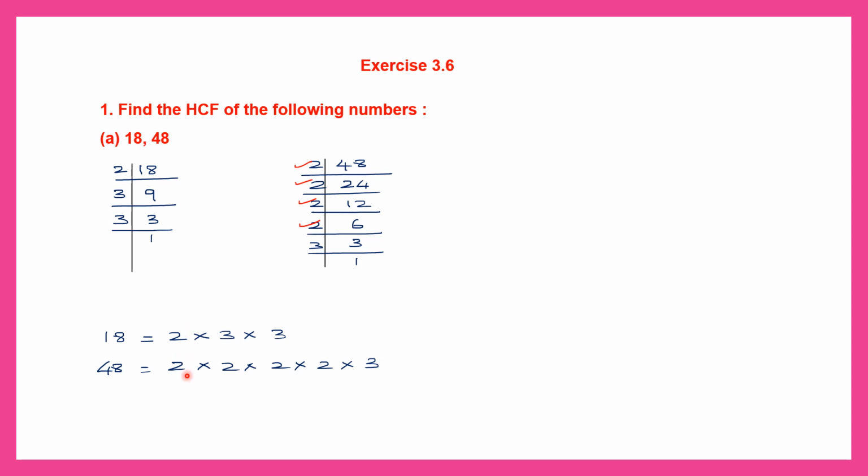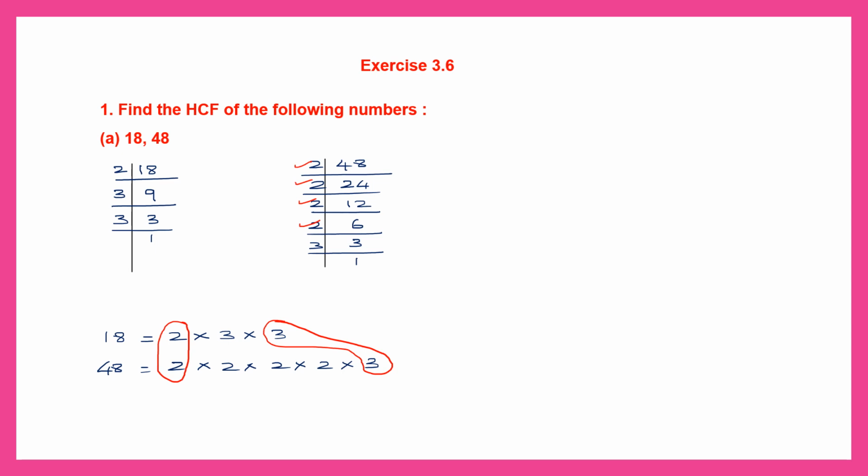So here we have a 2 and here we have a 2. That means this is common. So let's circle that. Now let's go to 3. We have a 3 here and a 3 here. So these two are common. So we have 2 and 3. Now, is there anything else common? We have one more 3, but we don't have any more 3s. And here we have 2s, but we don't have a 2 there. So the common factors are 2 into 3.